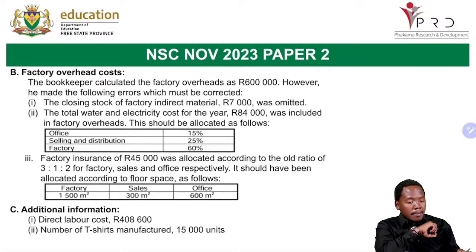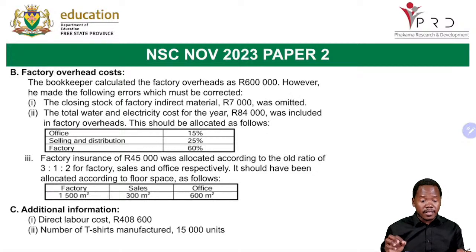Factory overhead cost, the bookkeeper calculated factory overhead as 600,000. However, the following errors have been made and which must be corrected. Roman figure 1, it talks about the closing stock of factory indirect material, 7,000 was omitted. Roman figure 2, the total water and electricity cost for the year, 84,000 was included in the factory overheads. This should be allocated as follows. There is an amount for office, an amount for selling and distribution, an amount for factory. So there is 15, 25, 60. We are going to sort that one out.